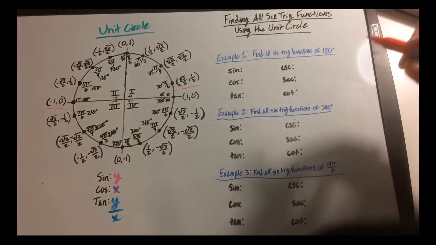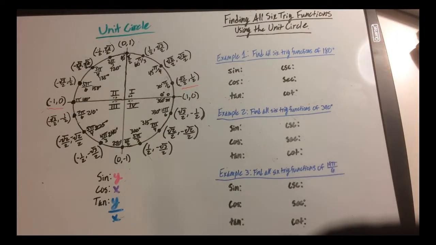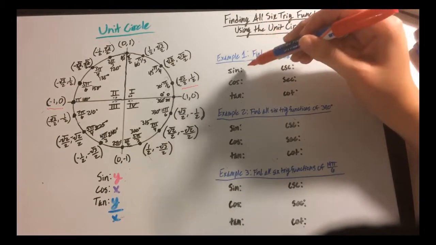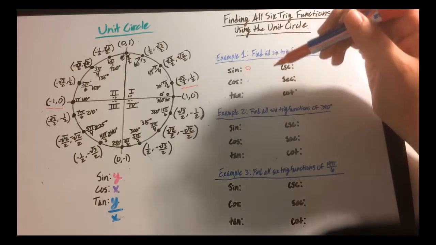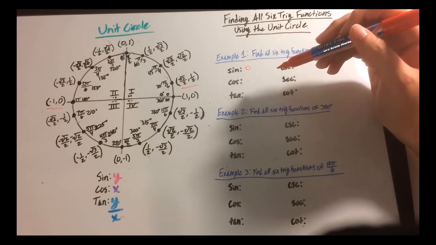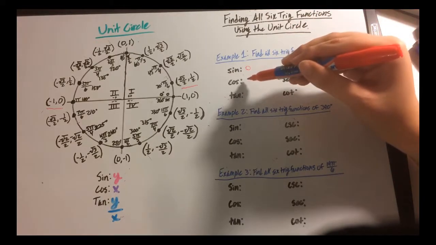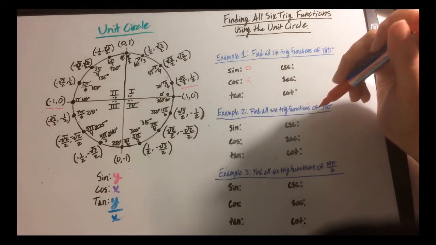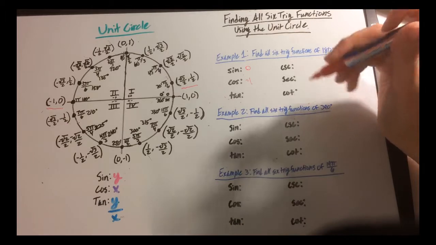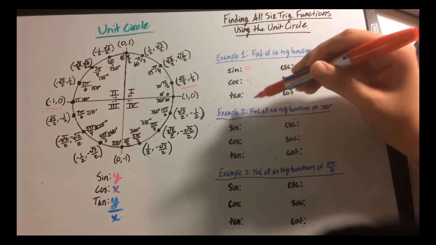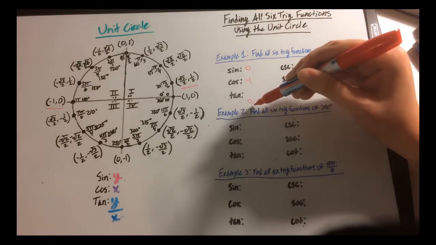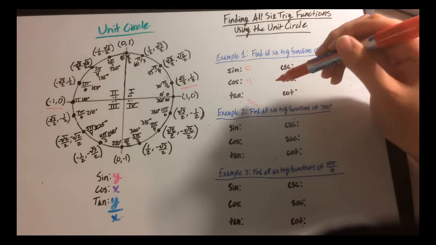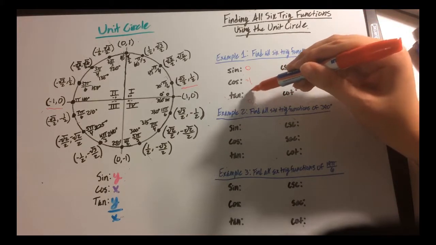So, starting with sine, we remember that sine is equal to the y value of the coordinate point. So in this case, sine would be 0. And cosine is equal to the x value of the coordinate point. So cosine would be equal to -1. And then tangent is equal to y over x. So in this case, it would be 0 over -1, which is possible. So it would just equal 0.